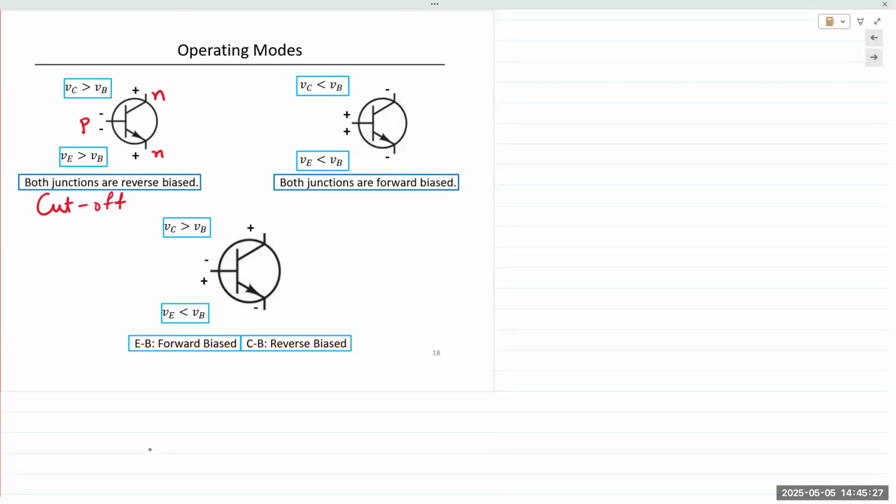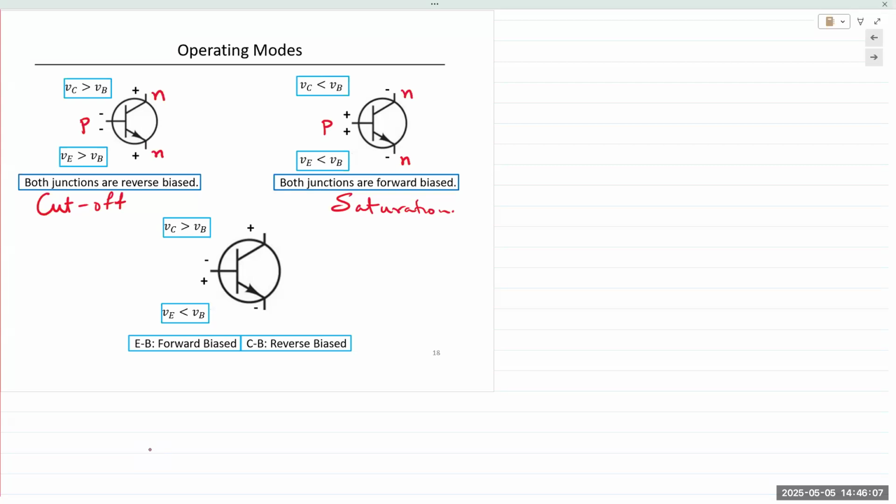On the other hand, if we take both PN junctions and we forward bias those PN junctions, meaning both are on, then the transistor is in saturation. Saturation in this case refers to the fact that the current is at a saturated limit. It's operating like a current source. So there's a clear and open pathway for the current to flow through the transistor.